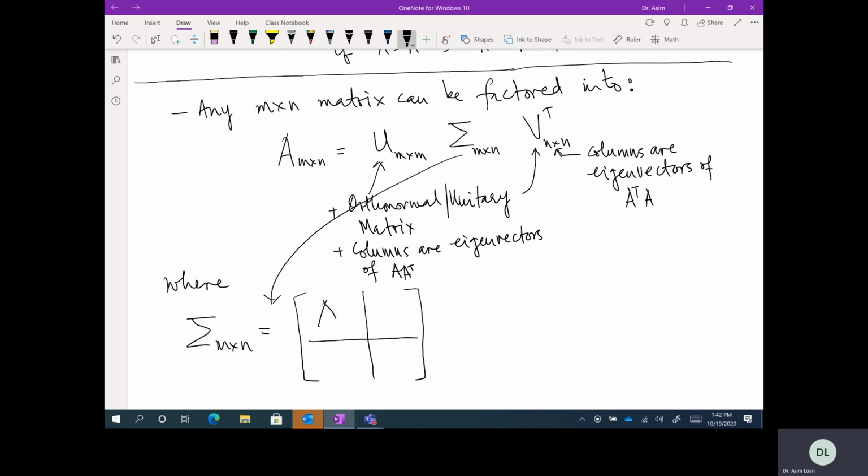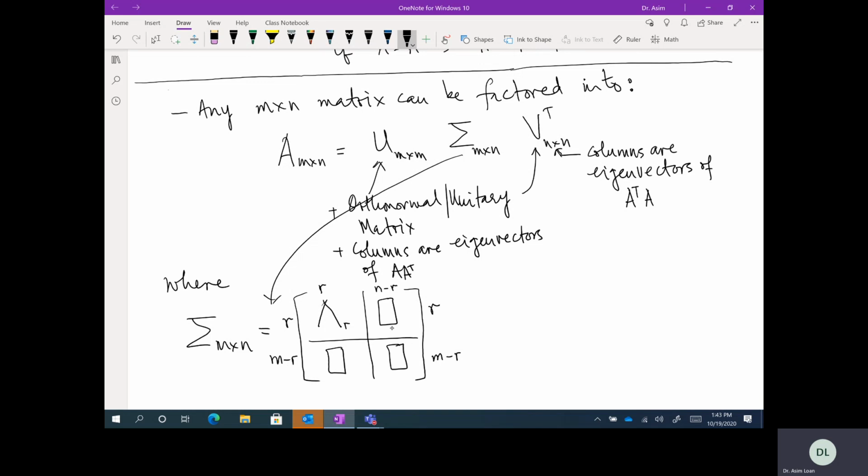This is a diagonal matrix of R. Since this is m by n, this is R. Obviously, this is R because this is a diagonal matrix. This is m, so this has to be m minus R. So when we add up the rows, m minus R plus R gives m. Since the number of columns is n, this should be n minus R. This is a partition matrix, and this should also be m minus R. This is 0. This is 0.